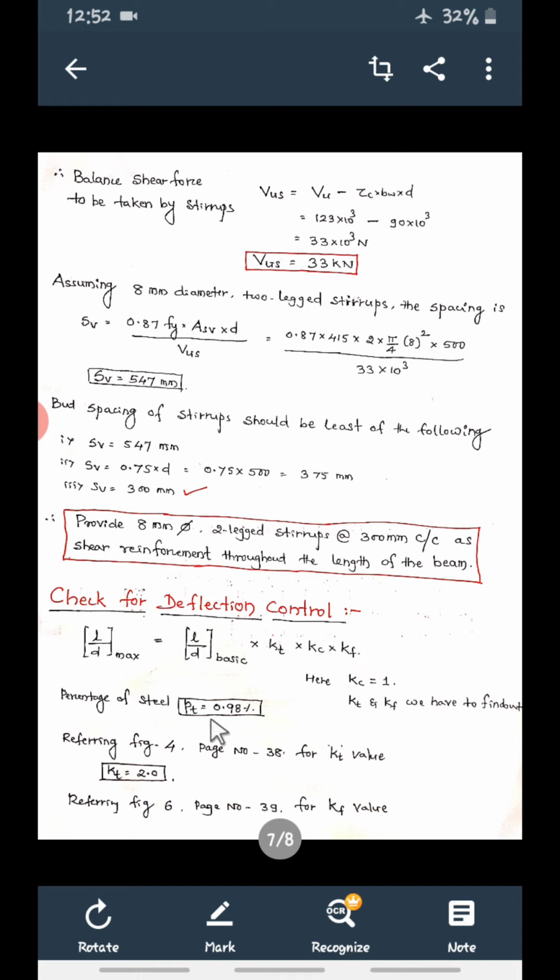So what is the percentage of tension reinforcement for KT? It is 0.98. Already we have calculated this. Again go back to the IS 456 code book, figure number 4.